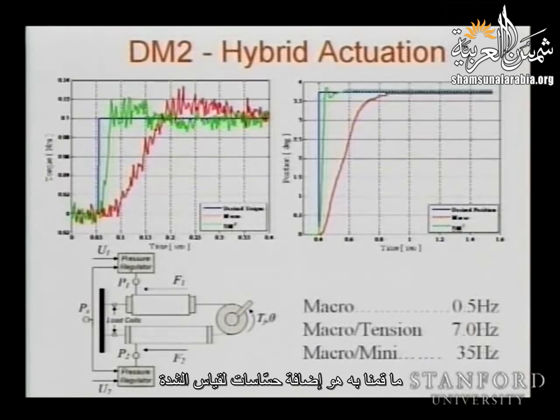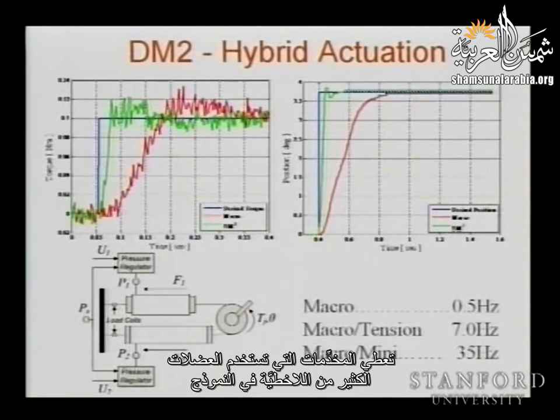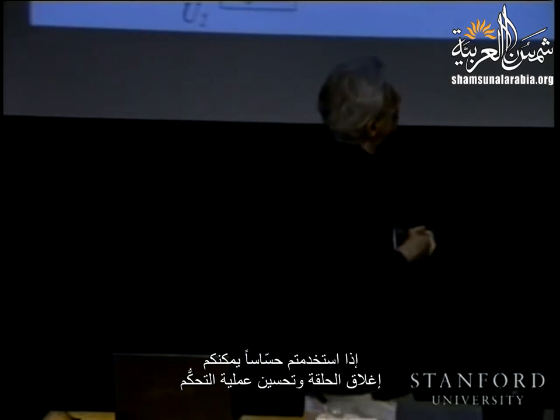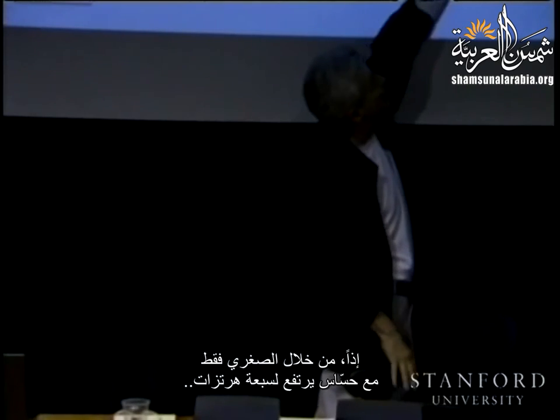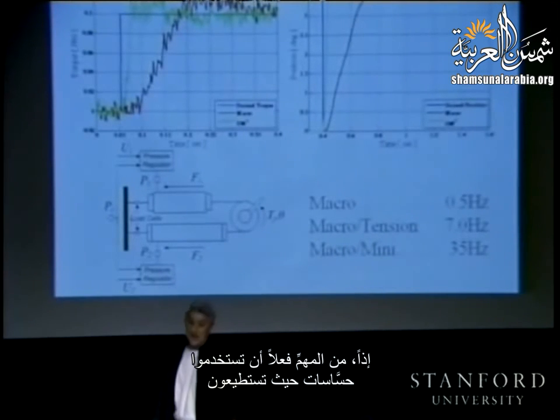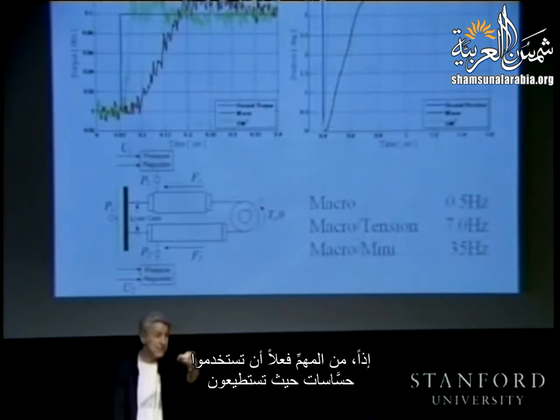What we did, we added sensors to measure the tension. The actuation using muscles brings a lot of nonlinearities in the model. But if you use a sensor, you can close a loop and you can improve your control. So just the macro with a sensor goes to 7 hertz. So this is really, really important, always to use sensors where you can.